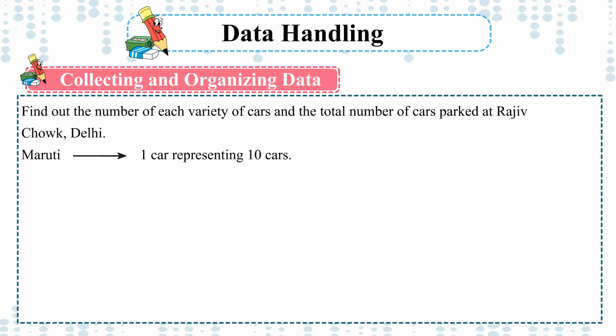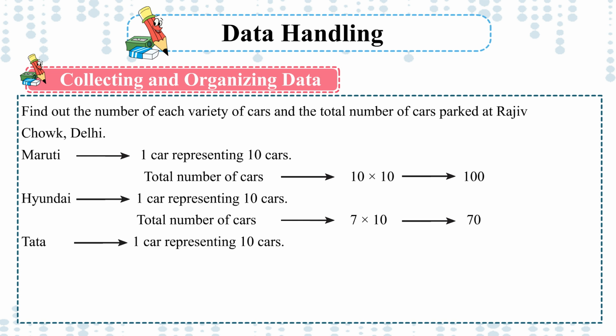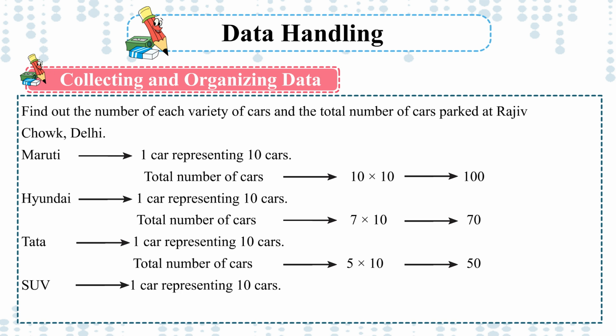Maruti, 1 car representing 10 cars. Total number of cars, 10. Multiply 10, 100. Hyundai, 1 car representing 10 cars. Total number of cars, 7. Multiply 10, 70. Tata, 1 car representing 10 cars. Total number of cars, 5. Multiply 10, 50. SUV, 1 car representing 10 cars.